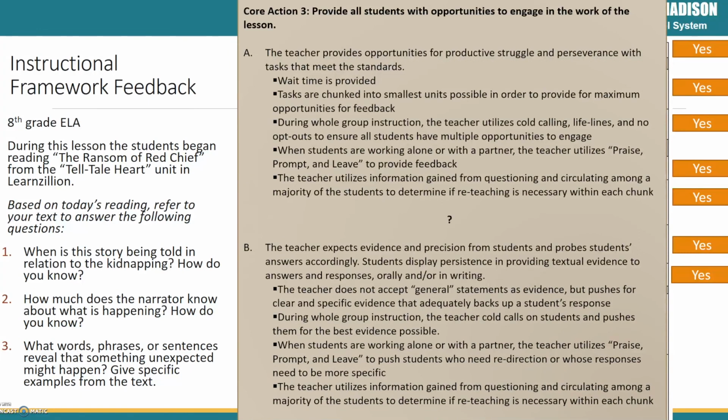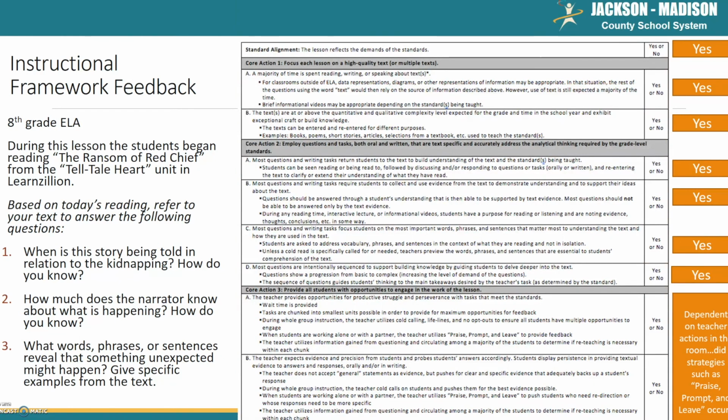Lastly, we will look at Core Action 3 to determine the level of student engagement. Does the closing assessment allow opportunities for productive struggle and perseverance? As students respond, does the teacher expect evidence and precision from the students? Here we are looking to move beyond general statements or answers and push for clear and specific evidence that proves student mastery and true understanding. When looking at Core Action 3, the answer will be dependent on the teacher actions in the room.